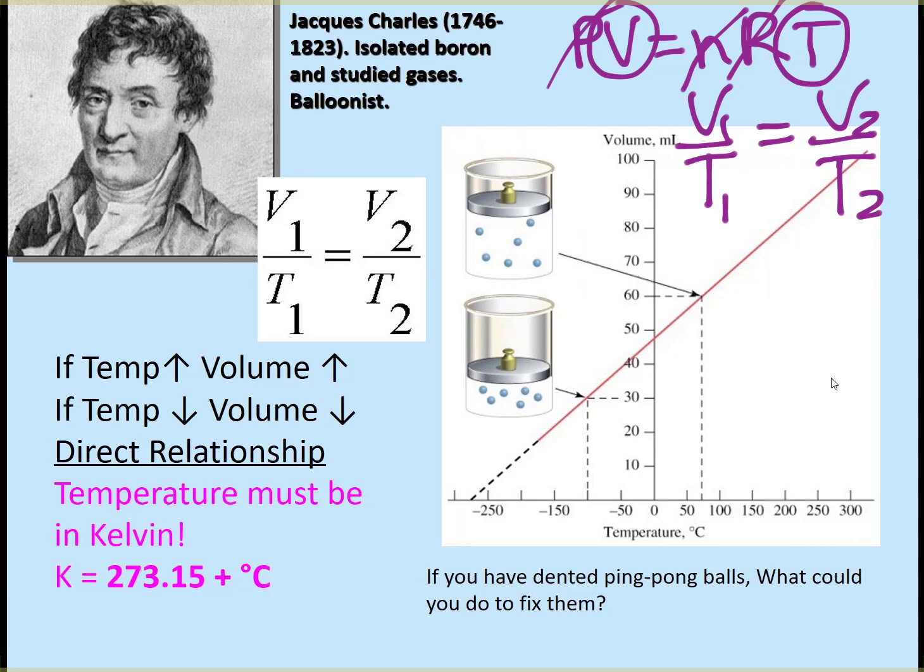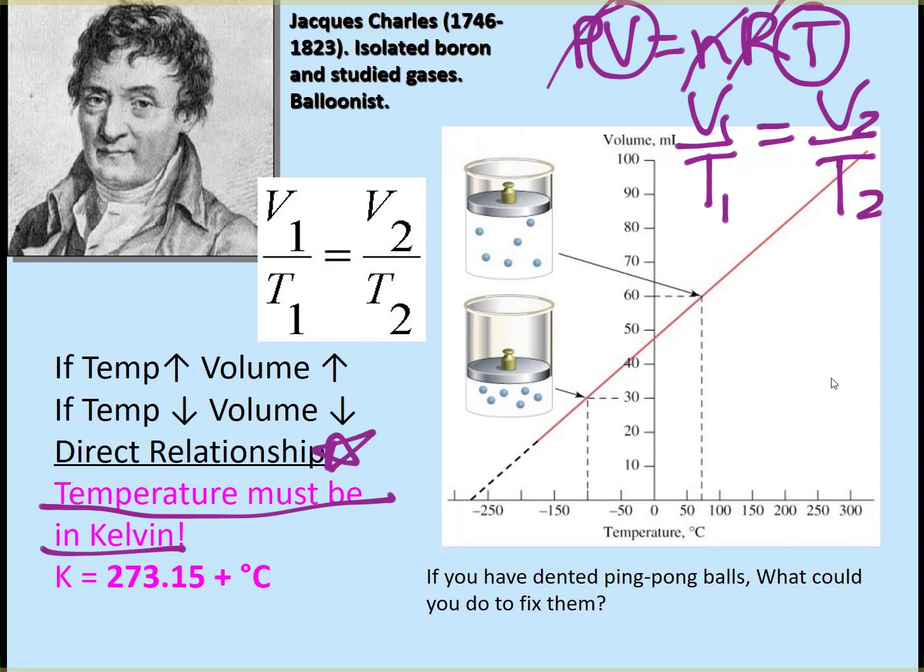You could also reverse it and have the temperatures on top and the volumes on the bottom. That would give you the same answer also. And so the relationship of this is as temperature goes up, volume goes up. As temperature goes down, volume goes down. This is a direct relationship. Now, a note for this: temperature must be in Kelvin. If you have a negative degree Celsius, when you do this calculation, you'll end up with a negative volume, which is not possible.